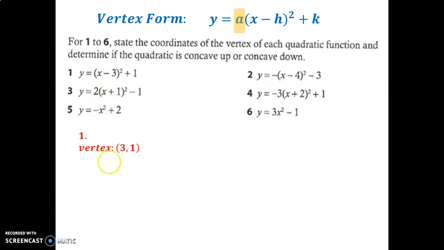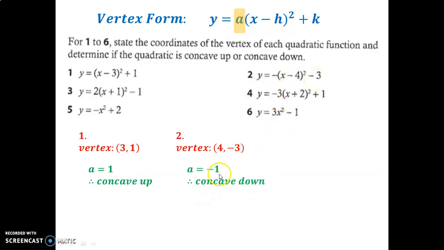Well, in the first one, the vertex, they didn't ask about that, the vertex is at 3, 1. And A equals 1, because we don't see any number in front of there. That means that there is a 1 in front. A is 1. Therefore, a positive A value gives us a concave up parabola. How about number 2? In number 2, the vertex is at 4, negative 3. Our A value is negative 1. Therefore, it must be concave down.